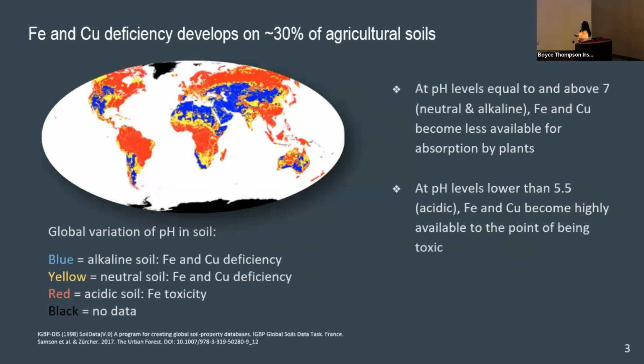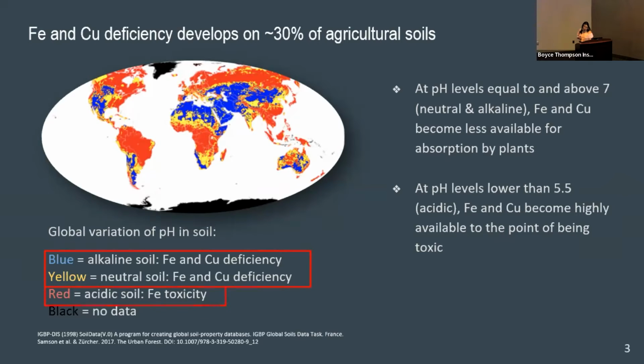Something to note is that copper and iron are somewhat dependent on soil pH. So this is a map that shows different soil pH distributions around the world. And areas marked in blue and yellow represent alkaline and neutral soils respectively. And when the pH is equal to or above 7, iron and copper become less available for absorption by plants.